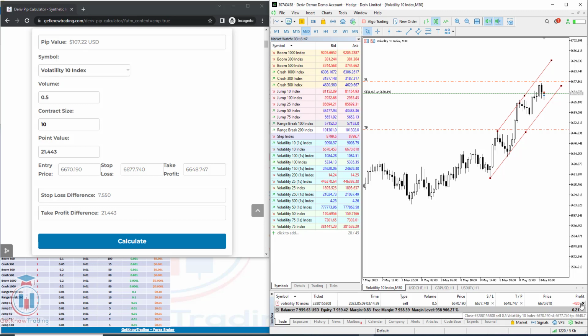This is all from this lesson. Now you know what a volume is, what the contract size is, what the point value is, and how to enter all these details for the trade so you can calculate the stop loss and take profit difference, and then also in currency how much that would be.